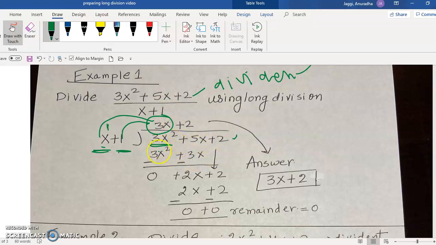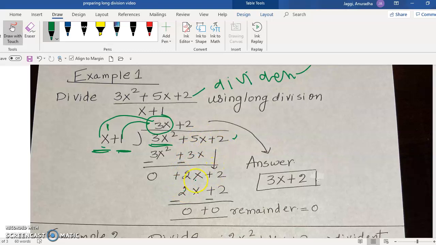Okay, now the next step is, like we do in long division, we subtract. Subtracting means adding the opposite. So you put the opposite sign here. This was positive, you make it negative. This was positive, you make it negative. So 3x squared minus 3x squared becomes a 0, and 5x, and now it's not a plus 3x, it is a minus 3x. 5x minus 3x becomes a 2x, and then you copy down the 2.